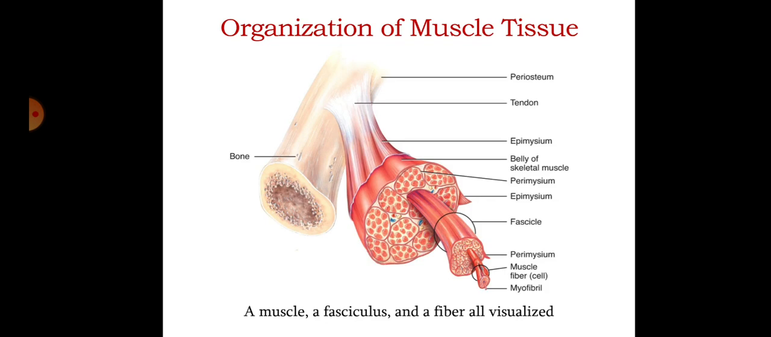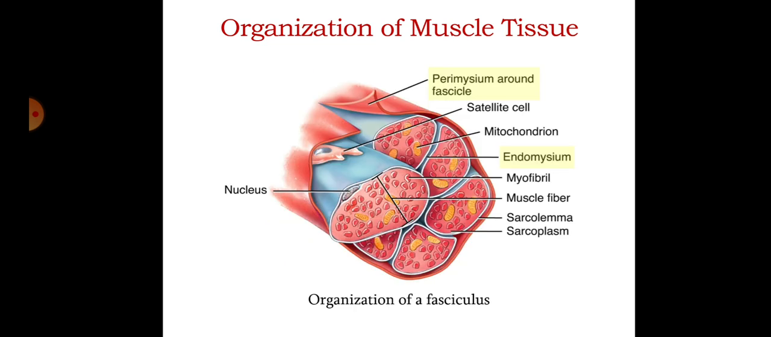Now, a muscle, a fasciculus, and a fiber are all visualized together in this diagram. First, you can see the periosteum, then you have the tendon, this is the bone, then the epimysium, the belly of skeletal muscle, perimysium, epimysium, fascicle, perimysium, muscle fiber, and myofibril. Organization of muscle tissue.